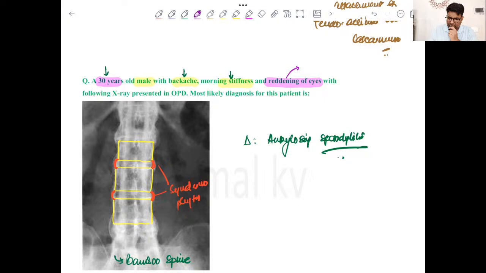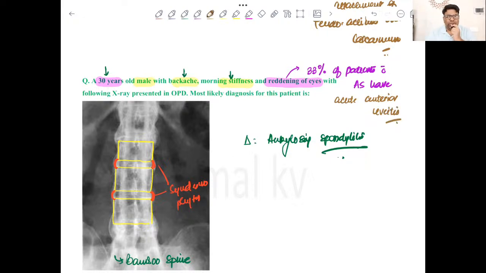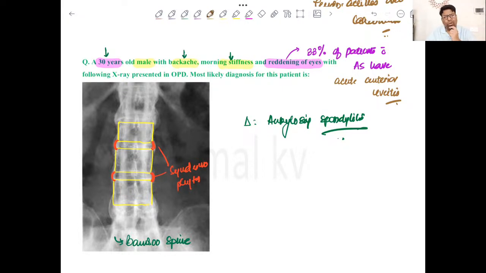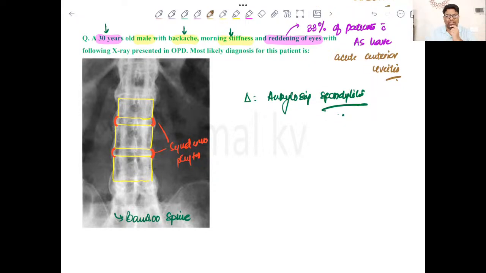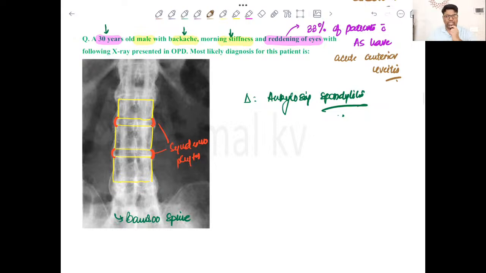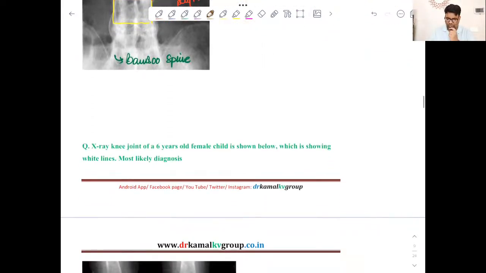Yes, anyone? Very good, KK, very good. So nearly 1/3 of the patients with ankylosing spondylitis have acute anterior uveitis, right? So whenever some information is given in the question, it has some relevance to the condition discussed in that question, right? So you should try to take all the keywords, as many as possible, and then you will get a clear picture of what exactly the answer should be, right? So this is a classical case of ankylosing spondylitis. Chalo, next question.